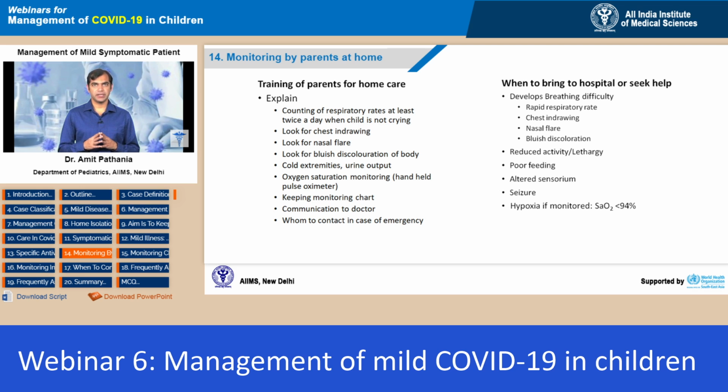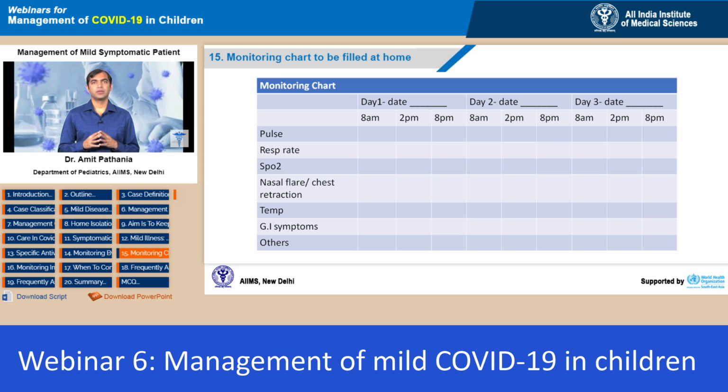Danger signs should be explained. Parents should seek help when the child develops breathing difficulty, rapid respiratory rate, chest indrawing, nasal flare, bluish discoloration, reduced activity, lethargy, poor feeding, altered sensorium, seizure, or hypoxia, monitored as SpO2 less than 94%. If sent home, parent or caregiver should maintain a monitoring chart as shown, or some simpler format can be used.